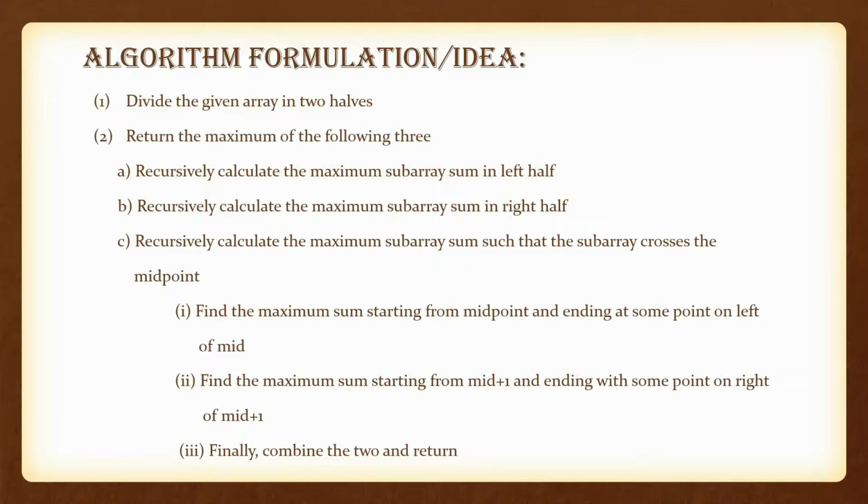We can see this is a recursive solution wherein we would divide the array into two halves and return the maximum of the following three. First is the left half, second is the right half, and third is the cross sum. For finding the cross sum, we would find the left subsum, which is the maximum sum starting from the midpoint and ending at some point on the left of mid. Similarly, find the right subsum, which is the maximum sum starting from mid plus 1 and ending at some point on the right of mid plus 1. Finally, cross sum is the addition of the two.